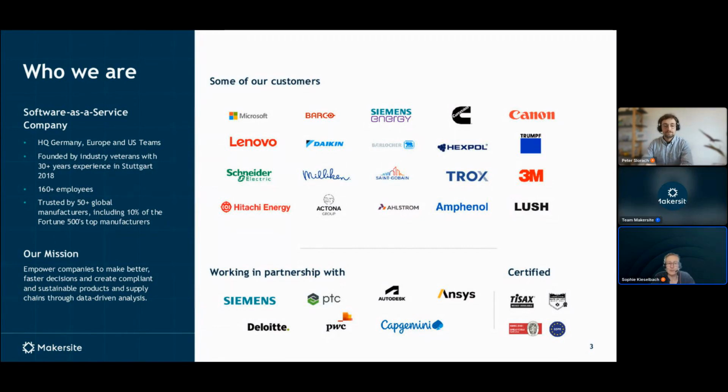Makersite is a software as a service company. The headquarters is in Stuttgart, and we have offices in Europe and in the US. We were founded in 2018 by industry veterans. We have about 160 plus employees and are trusted by 50 plus global manufacturers, such as 3M, Trox, or Milliken. Our mission is to empower companies to make better and faster decisions, and we do that by helping you create compliant and sustainable products, through data-driven analysis for each and every product that you have.